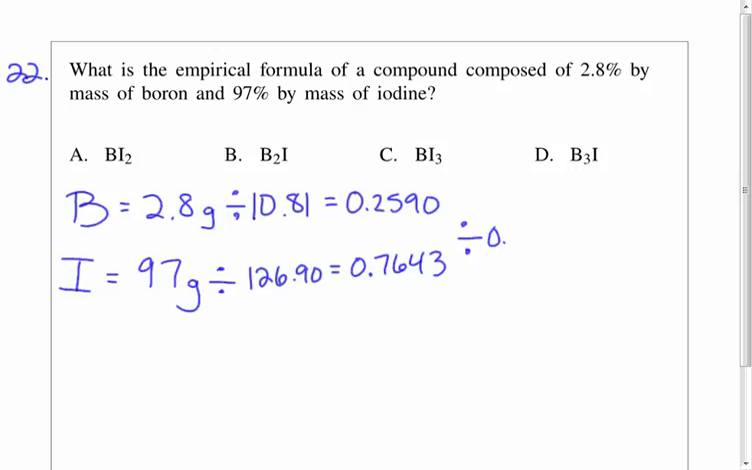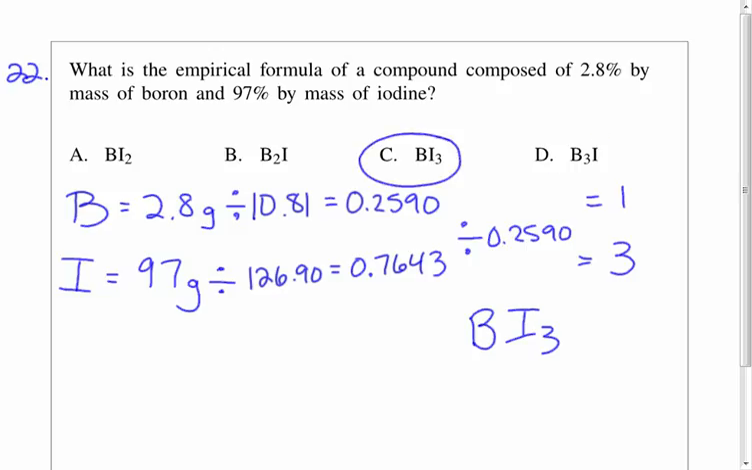We'll divide by the smaller quantity. We'll get 1 for boron and very close to 3 for iodine. So we have BI3, and that will match choice C. You just have to be careful you don't put the 3 on the wrong value there.